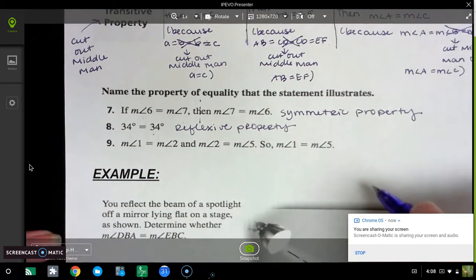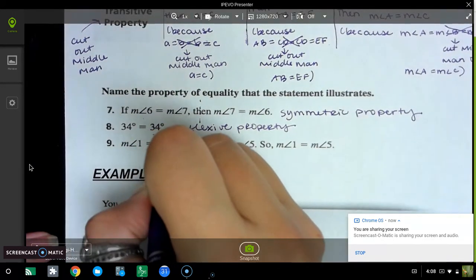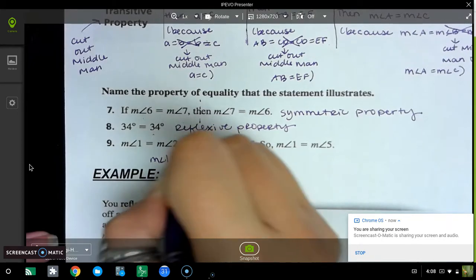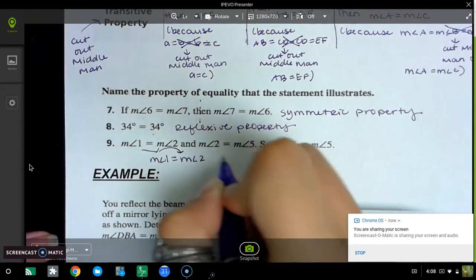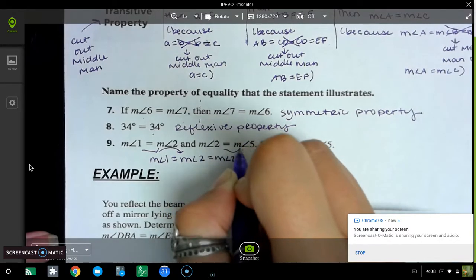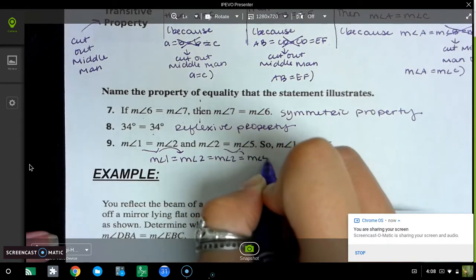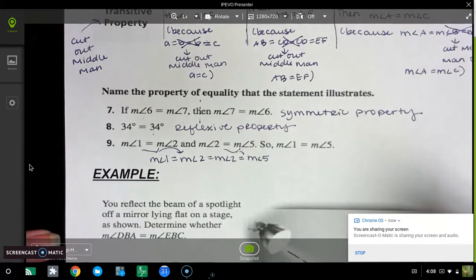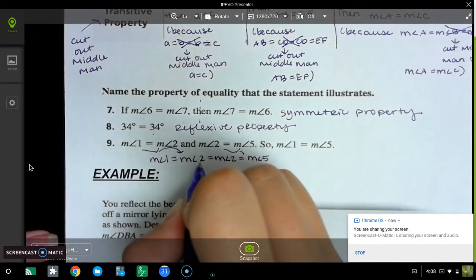And our last one, we know that measure of angle 1 equals measure of angle 2. That was this guy right here. But measure of angle 2 equals measure of angle 5, which we know from here. Okay? So I just cut out the middleman, and that's the transitive property.